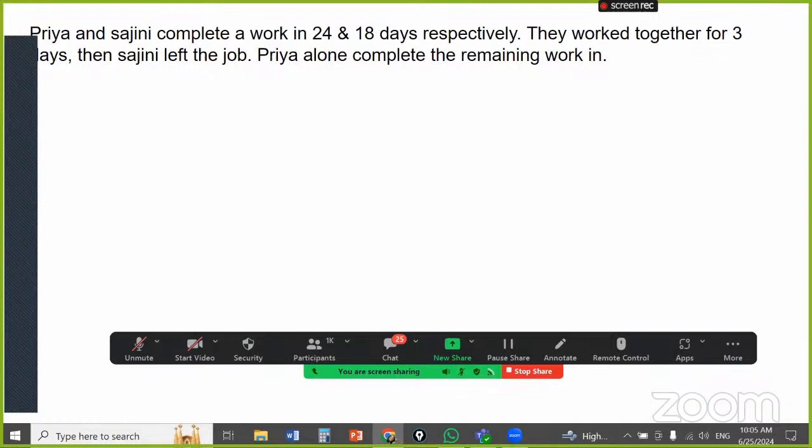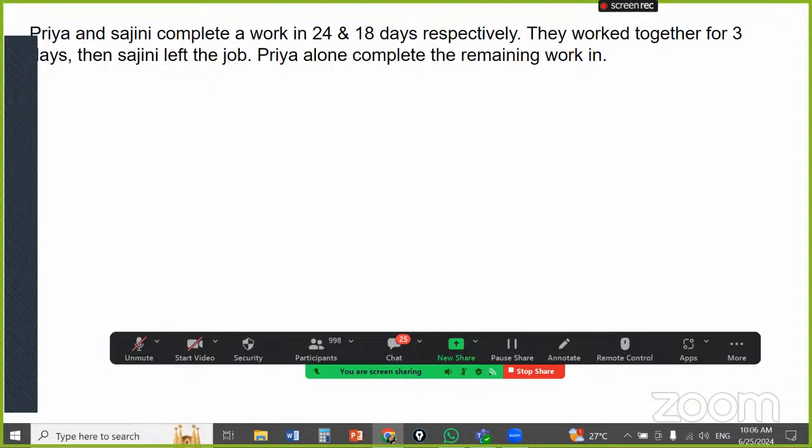After that, what happens is Sajni leaves the job and Priya alone is completing the remaining work. So how many days will she take to complete the remaining work? That's the question. There is a certain work, and together they are doing that particular job. In the middle, one person is moving out, so the remaining work has to be completed by Priya alone. So how many days will she take to complete that work? A little bit different from the previous questions we saw. So how can this be done?